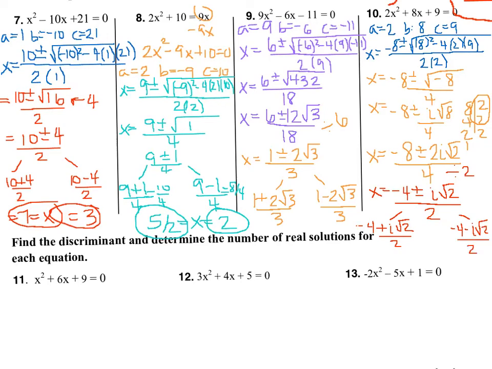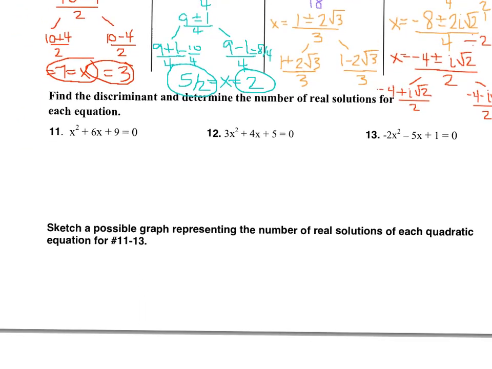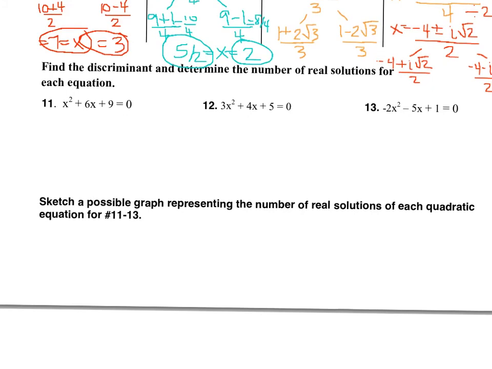All right, so I'm going to shift the paper a little bit more because we need to be doing 11, 12, and 13. And here, we're being asked to find the discriminant and then determine the number of real solutions. So if you remember, discriminant is just that one part under the square root, so only b squared minus 4ac. So first thing we're going to do is identify our a, our b, and our c, and then plug them in there. So b squared minus 4ac.